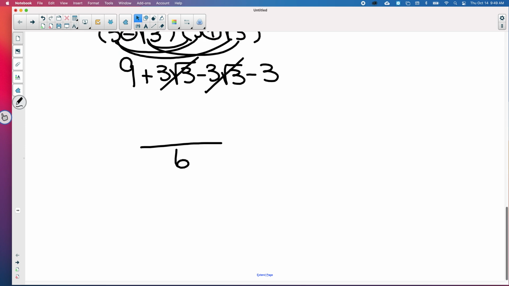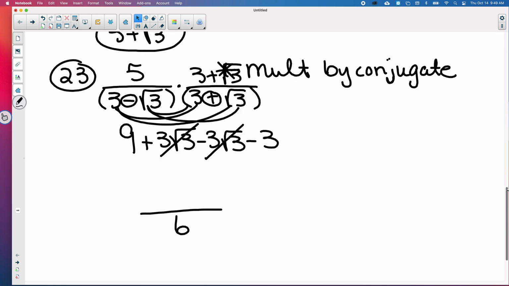And then on top, you just have to distribute. So if I distribute 5 to both of these, what do I get? 15 plus 5 radical 3. Alright, so then you should look if these three numbers, the 15, the 5, and the 6, all had a common factor, then we would have to divide them all by that. But they don't because of this 5 here. So that is your final answer.